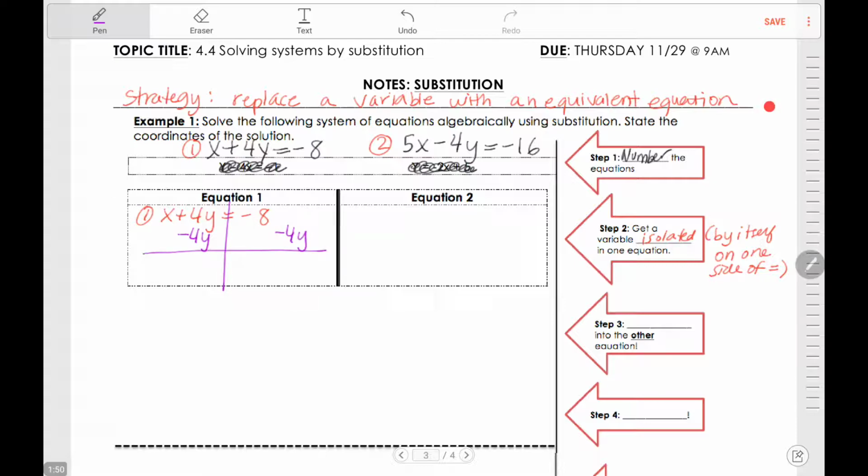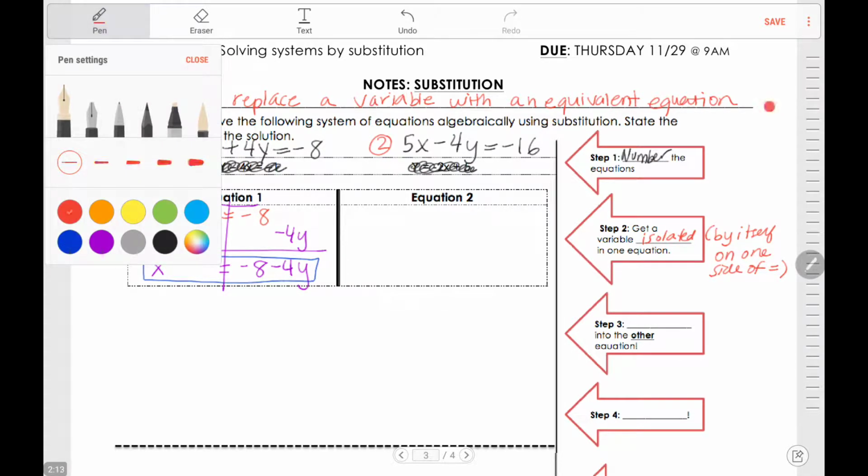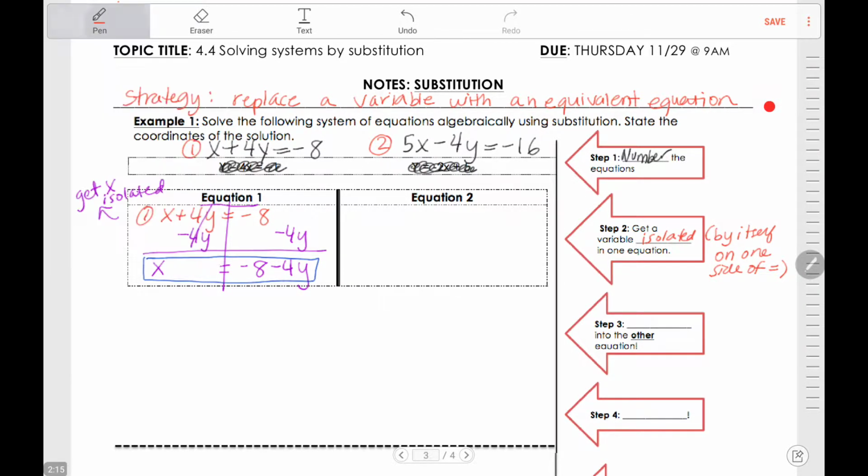So my hint here, my strategy was get x isolated. This is the equation I'm going to use to isolate one of my variables. So now x, this cancels out, is equal to -8 minus 4y. This one's nice. Now that I've already isolated one of the variables, I don't need to do that in my other equation. I just need to do it for one equation, as it says in step 2. So I'm just going to copy down equation 2 and leave it as that.